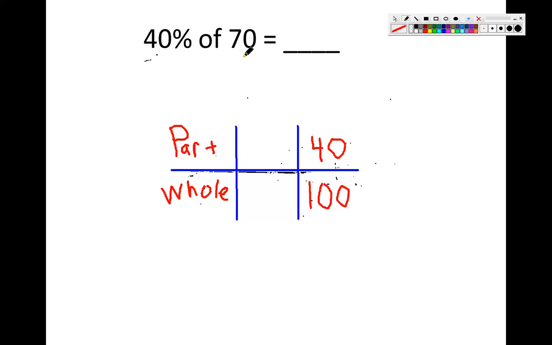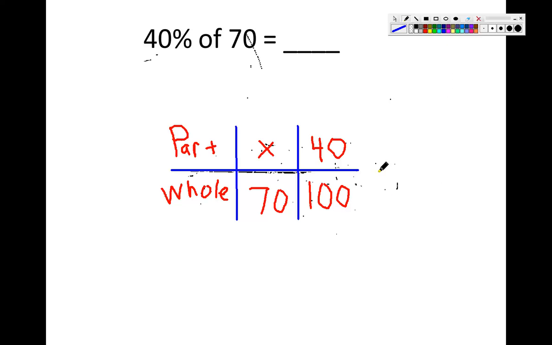The 70 is going to be our whole amount. If I'm giving you 40% of my $70, all I have is $70. So that wouldn't be my part, that would be my entire amount of money. $70, the whole amount that I have in my pocket goes on the bottom. That's your denominator, the whole thing. And the part, that's what we're trying to figure out. If I owe you 40% of $70, how many dollars is that? That's what we want to try to figure out.